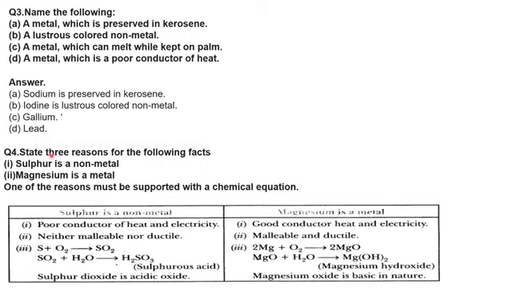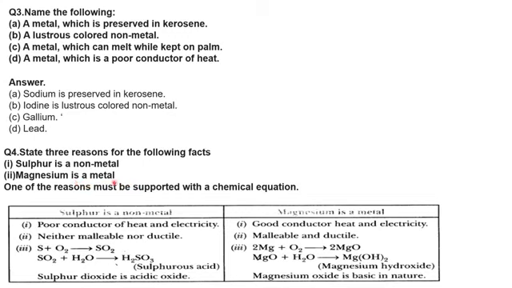Now coming to the next question, state three reasons for the following fact. Sulfur is a non-metal, right? How is sulfur a non-metal? Yes, it is a poor conductor of heat and electricity. Neither is it malleable nor is it ductile. Malleable, ductile, and sonorous are the three properties which can easily differentiate between metals and non-metals, right?